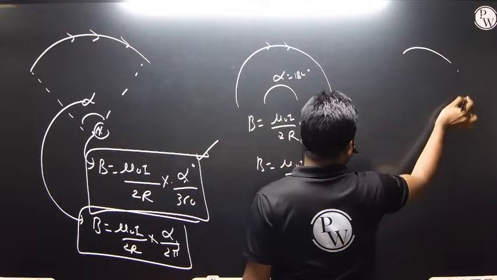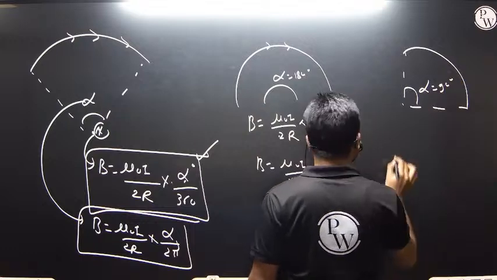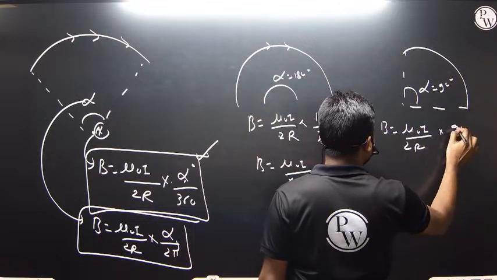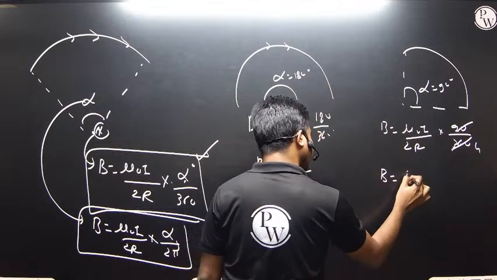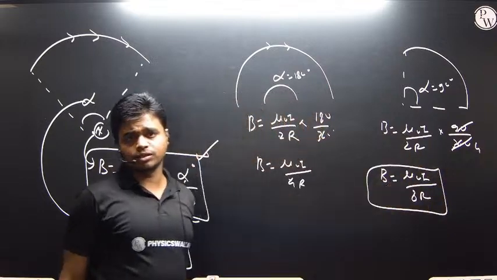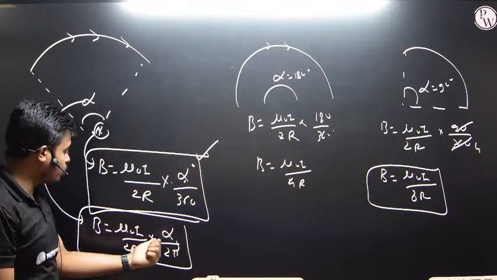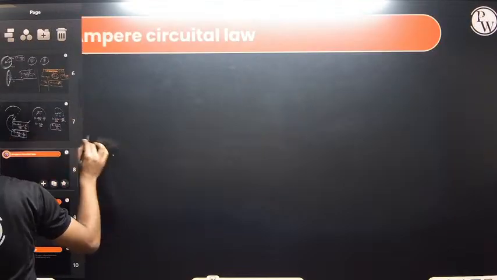If it is a quadrant of a circle, the alpha value is 90 degrees. Putting alpha as 90 degrees, B equals mu naught I divided by 2R into 90 divided by 360, which is 1 by 4. So the magnetic field we get here is mu naught I divided by 8R. Mu naught I by 8R for a quadrant, mu naught I by 4R for a semicircle, and for a complete circle, mu naught I by 2R. Remember this.